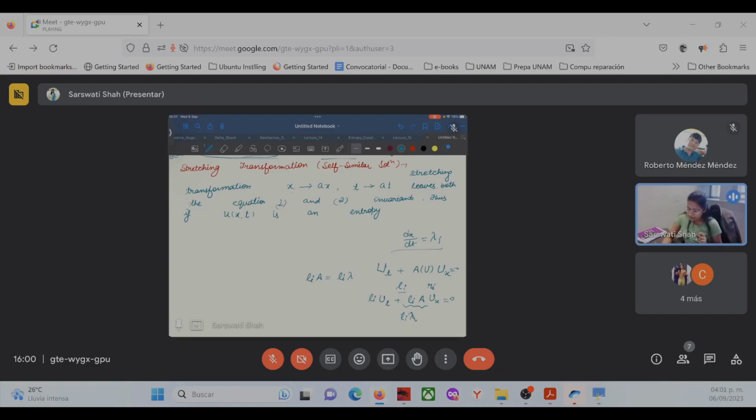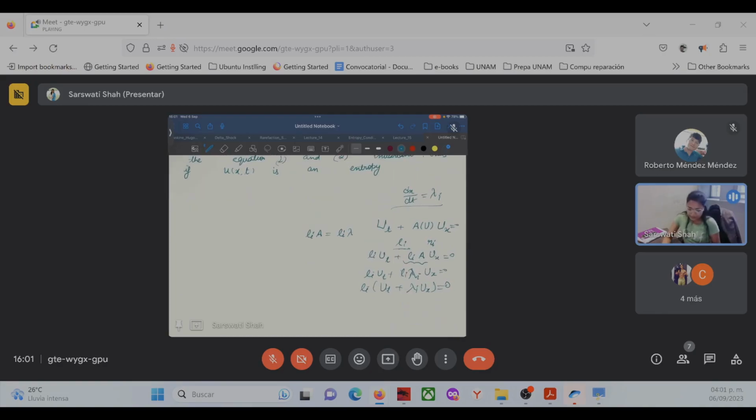Now this lambda is a scalar. In fact, I will write it lambda i because it is the eigenvector corresponding to the ith eigenvalue. Now take this Li outside. So ut plus lambda i ux equals 0. Since Li cannot be 0, ut plus lambda i ux equals 0.